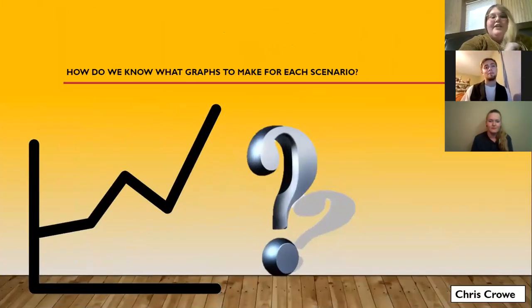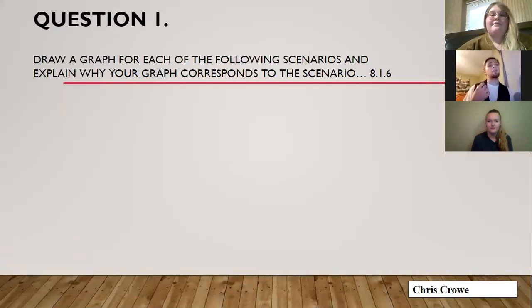Okay, so Chris, how do we know what graphs to make for each scenario? That is a good question, Willa. For some context, this is question 1, module 1, where we had to create graphs for specific scenarios and explain how the graphs related to the scenarios.